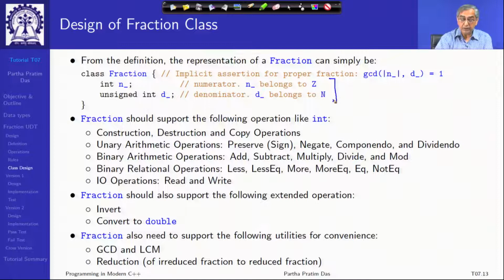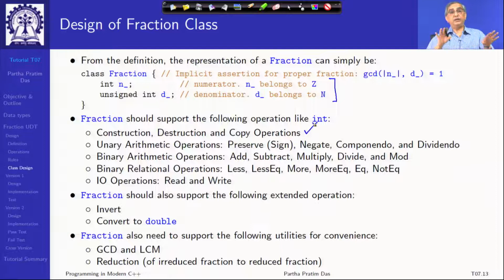be two members, n standing for numerator, which is of type int because it can be signed, and d, the denominator, which we take as an unsigned integer because we said that it has to be greater than 0, it cannot be negative. Right. So, then what are the operations that we will have?